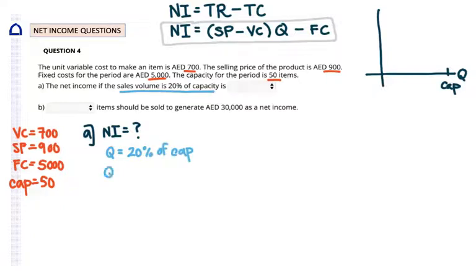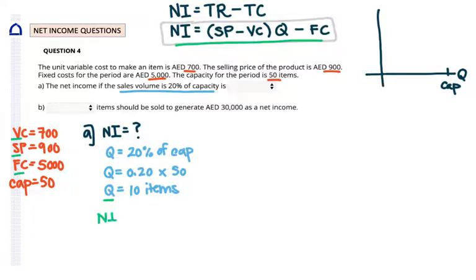So in math, 20% is 0.20. The word of means times. Capacity is 50. So what they're really saying by saying the sales is 20% of capacity is that you sold 10 items. So now we have quantity, variable cost, selling price, fixed cost. That should be enough to use this equation to find the net income.